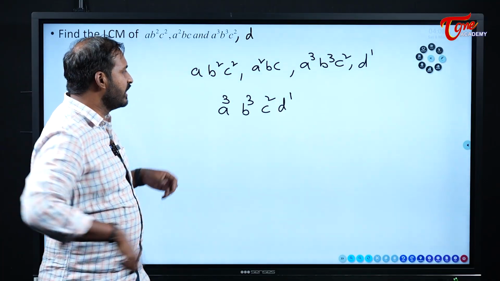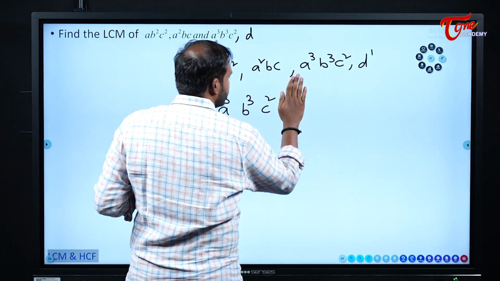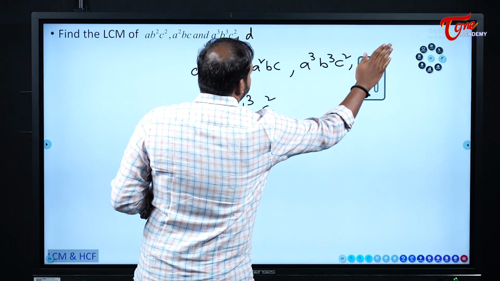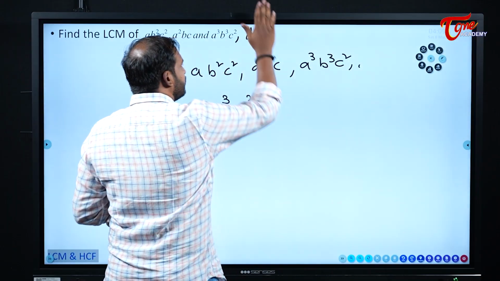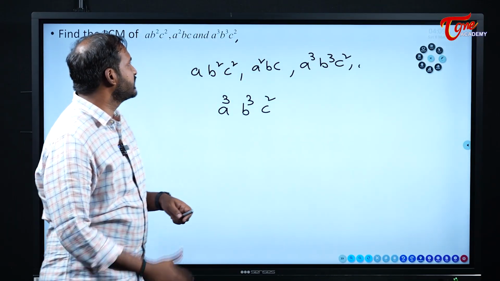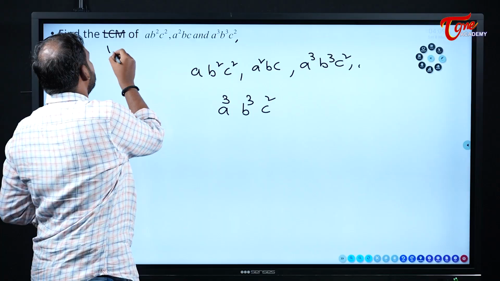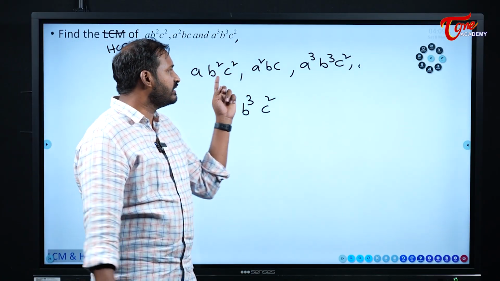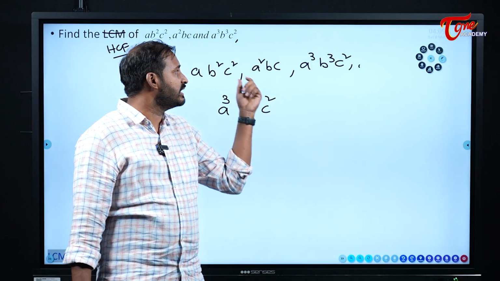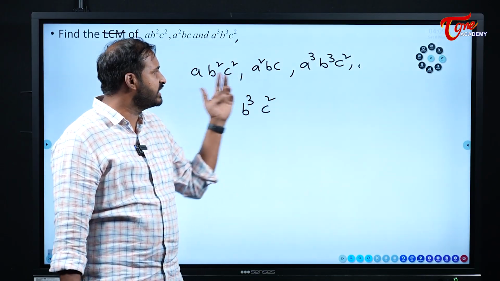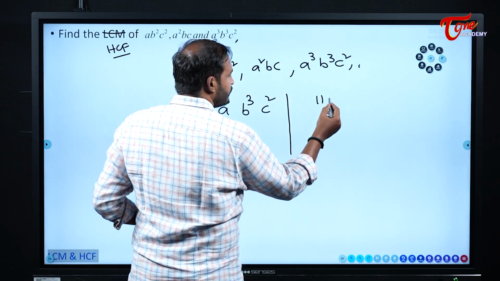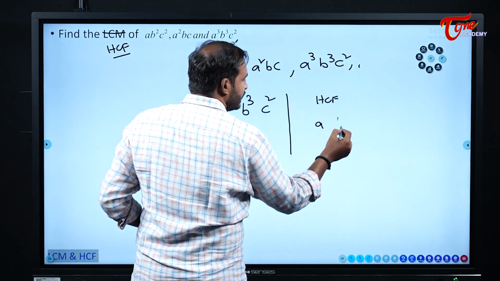But when it comes to HCF, for example, if I want to find the HCF for the same data, see students, later we will see about this D. But for the same question, if I want to find the HCF, what I am going to do here is, see here, what are the common terms which we have here? A, B and C, right? A, B and C was there in all the three. Okay, good, superb. So HCF, A, B and C.